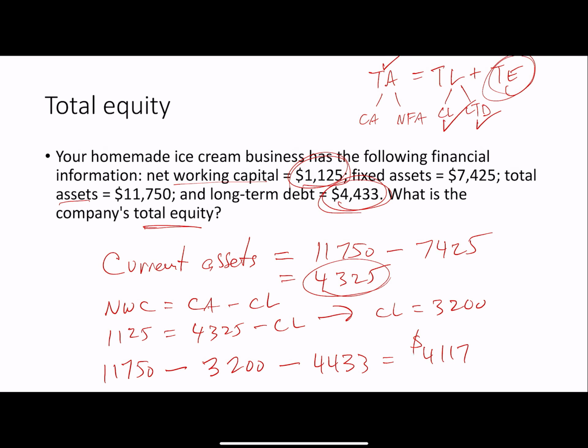Just to recap, the problem is asking for the company's total equity. So the first thing we did was write down the balance sheet identity, and then we reminded ourselves that total assets can be broken down into two components, and total liabilities can be broken down into two components, both short-term and long-term. Then we looked at the information that we were given. Some of it is straightforward: fixed assets, total assets, long-term debt. Net working capital is a little bit more tricky, but it's still relatively simple. It's just current assets minus current liabilities. So we used that information to back out current liabilities. Then we had all the pieces of information we needed to calculate total equity, and we found it to be $4,117.